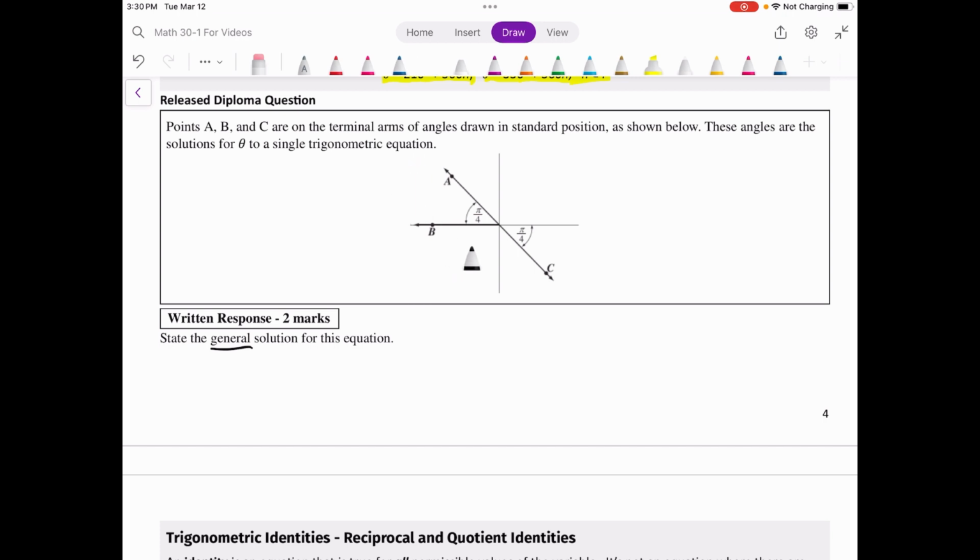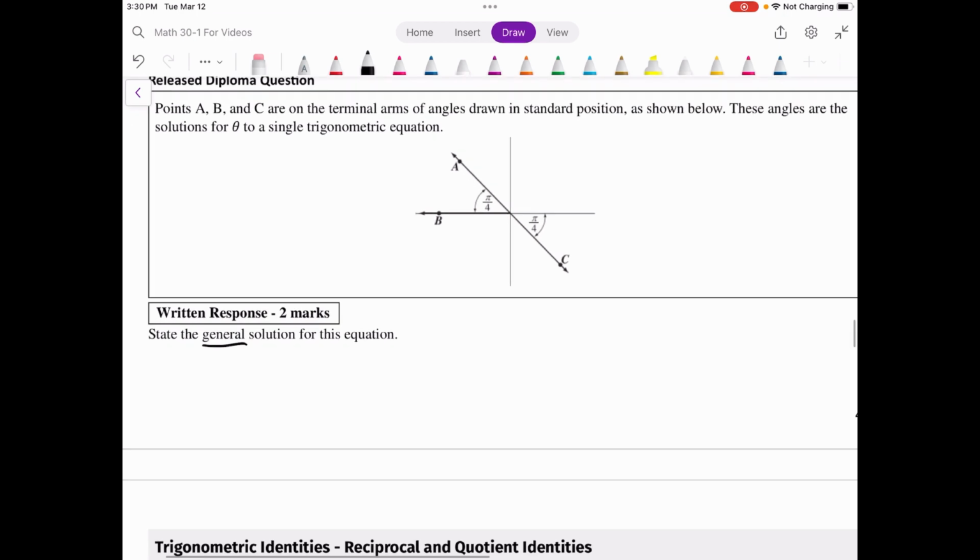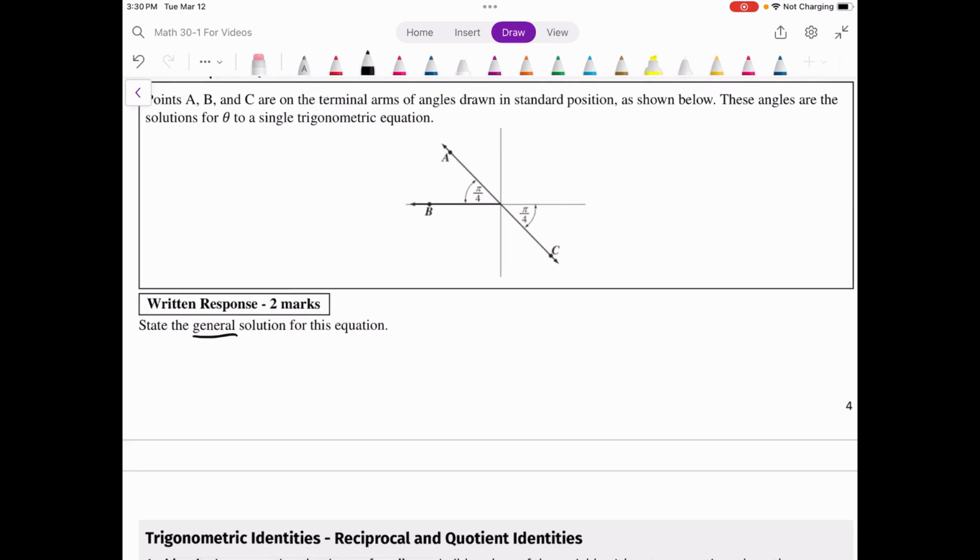But they actually don't need to, because all we were asked to do here is state the general solution for this equation, okay? State basically means tell them. Obviously, we need to show our work and our thinking. We can't just write it out and say we're done. We should show where we're getting our results from. But state essentially means tell us the general solution: show us how you got it, but give us the general solution.